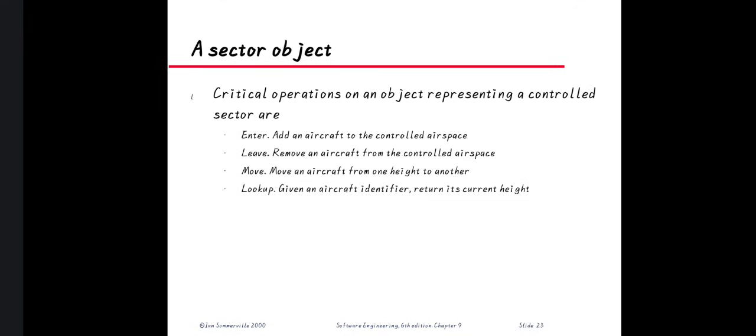A sector object. Critical operations on an object representing a controlled sector are: enter, add an aircraft to the controlled airspace; leave, remove an aircraft from the controlled airspace; move, move an aircraft from one height to another; lookup, given an aircraft identifier, return its current height.